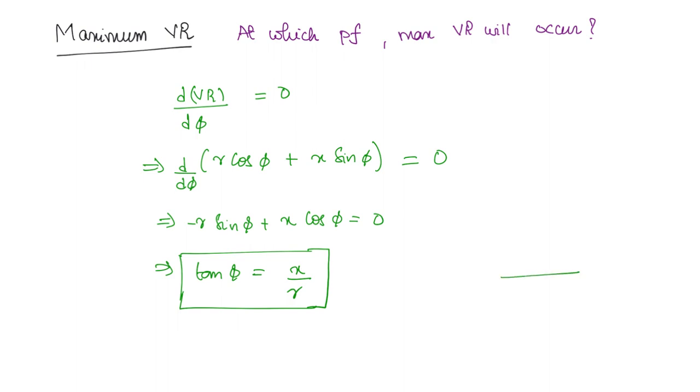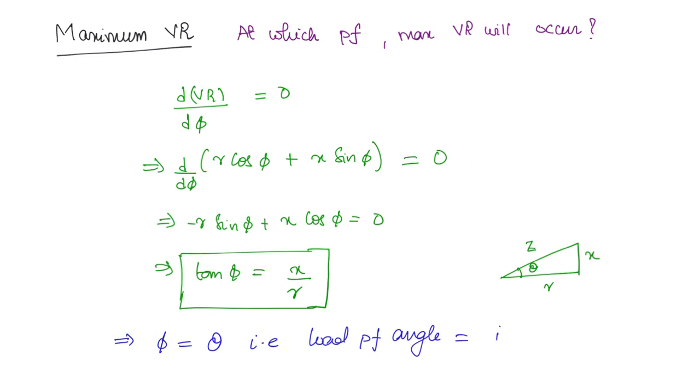You can see that the impedance angle, if impedance triangle if you draw, this is going to be X, R and Z, and this is theta, right? Impedance angle. But you can see tan phi is also equal to X by R. That means phi is equal to theta, right? So that point also you can write. Implies phi is equal to theta, that is load power factor angle is equal to the transformer impedance angle. Okay, impedance of the transformer.